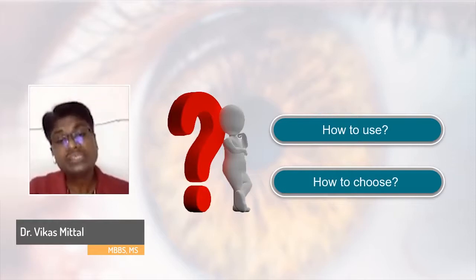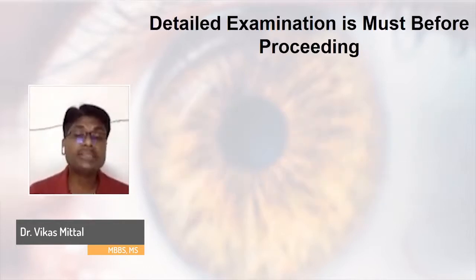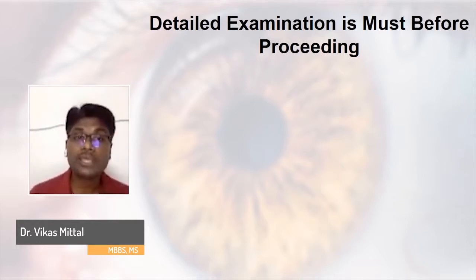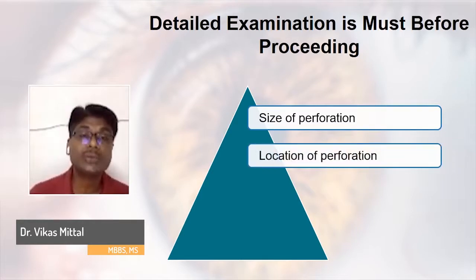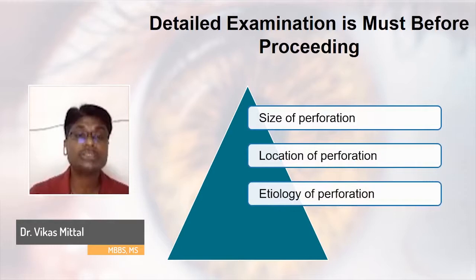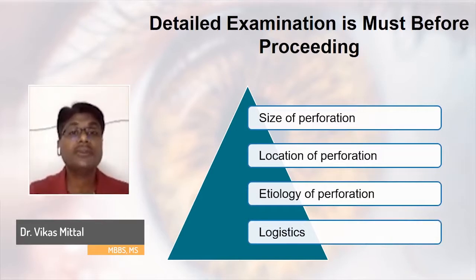But how to choose which modality to use for which cases? So very important is detailed examination before you proceed. What all things do you see in the examination? 4 main things. 1, size of perforation: less than 2 millimeter, is it 2 to 5 millimeter, or more than 5 millimeter? Location: where is your perforation? Is it peripheral or central? What is the etiology of perforation? Is it infection, ocular surface disease, or an autoimmune melt? Logistics: what do you have, where are you practicing, what modalities do you have? It will depend on that.